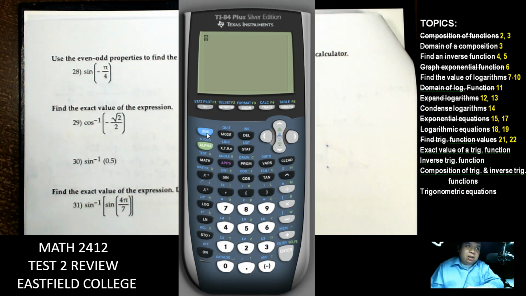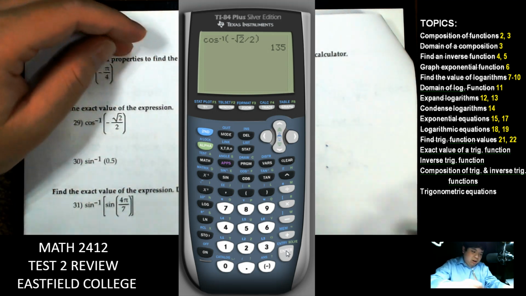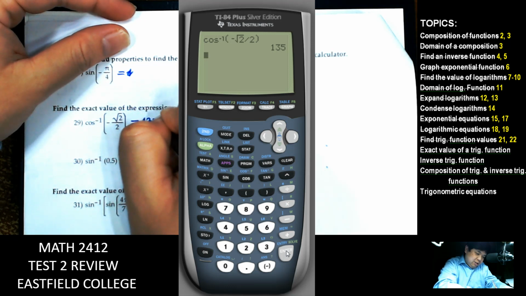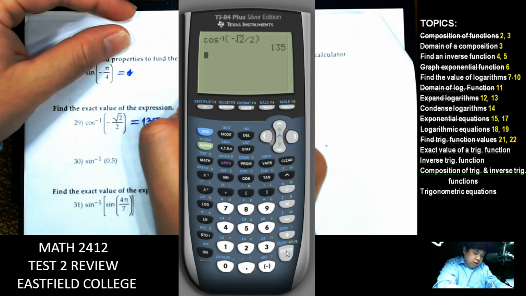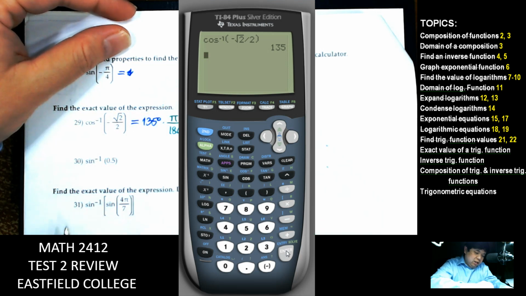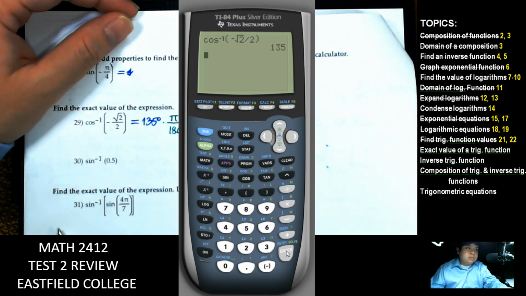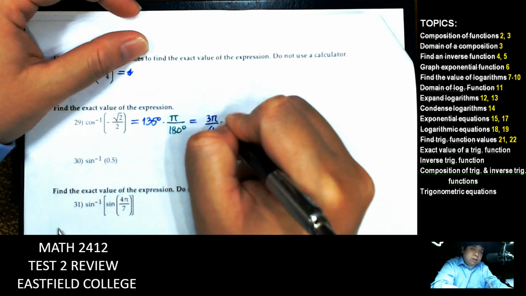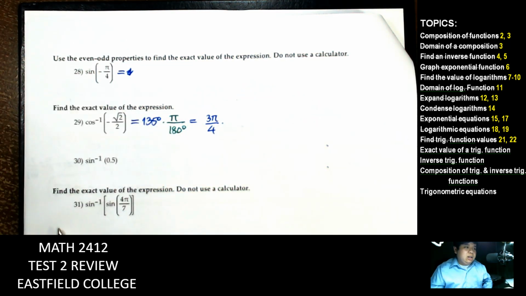Cosine inverse of negative square root of 2 divided by 2, right? It is 135 degrees. And we multiply pi divided by 180 to change to radian. And that gives us 3 pi over 4. 135 divided by 180.